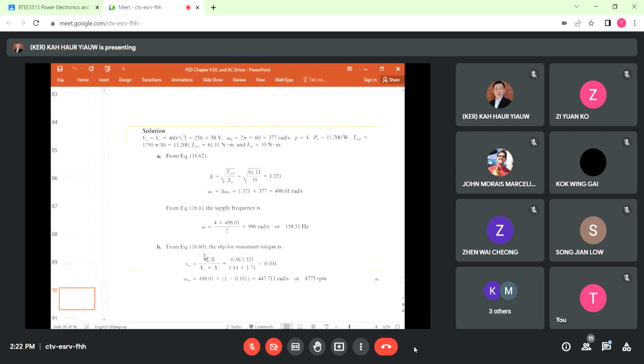From equation 60, the slip for maximum torque is then obtained based on this equation here. So the Sm is equal to 0.101 and the omega m is equal to 4275 RPM.